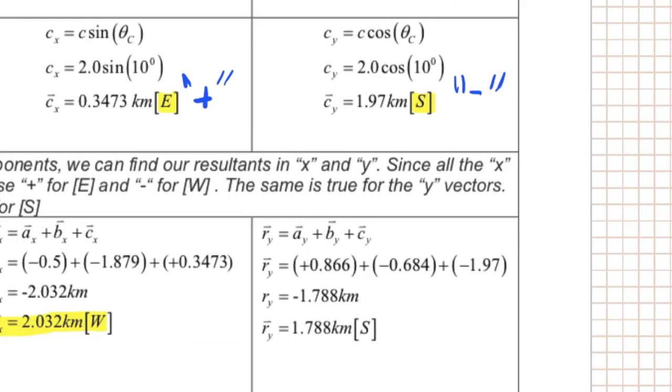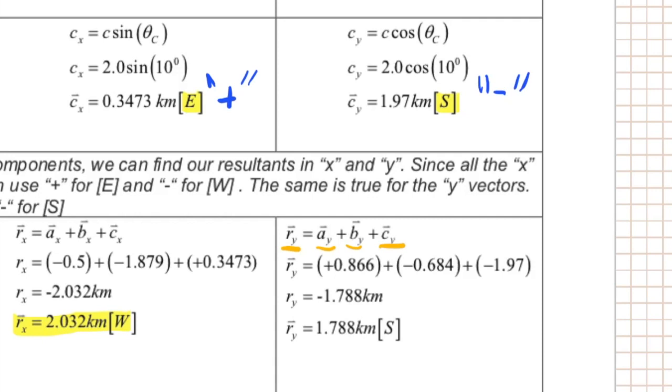Now we look at the y. Again, vector Ry is equal to vector Ay plus vector By plus vector Cy. And looks like I have to edit my note again. There's not supposed to be a harpoon up there. Regardless, Ay was going north. That's why it's positive. But By and Cy were going south, so therefore they're both negative. Therefore, the magnitude of Ry is equal to negative 1.788 kilometers. Putting it back into vector notation, dropping the negative and turning that negative into south. And that's because we're on the y-axis. So on the y-axis, positive is north, negative is south. On the x-axis, east is positive, west is negative.